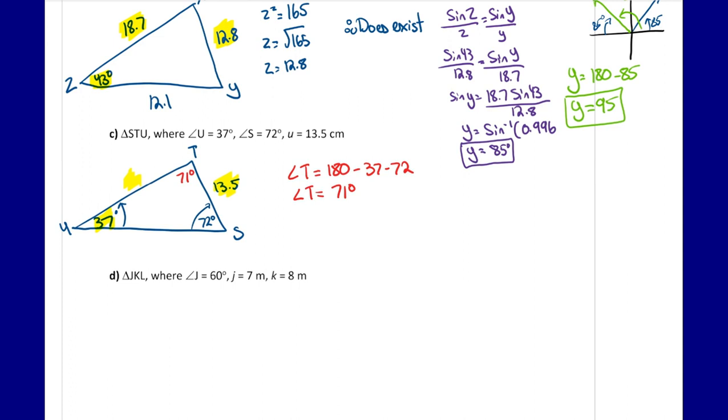Because I already know two angles, there is no possible scenario where this other angle could change. Based on the fact that I know what my two angles are, there's only one other option for that third angle. So therefore, in this case, it does not exist.